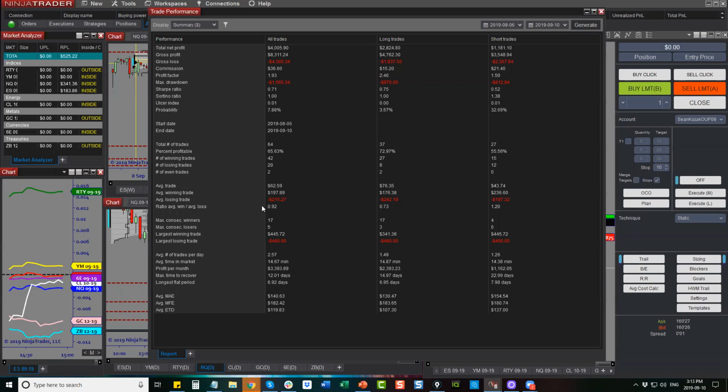And the average win to loss ratio is a 1-to-1 ratio, right? So, you know, you can look at my risk and reward. Largest losing trade was 460. Largest winning trade was 450. So you're at the same. It's a 1-to-1 reward to risk.